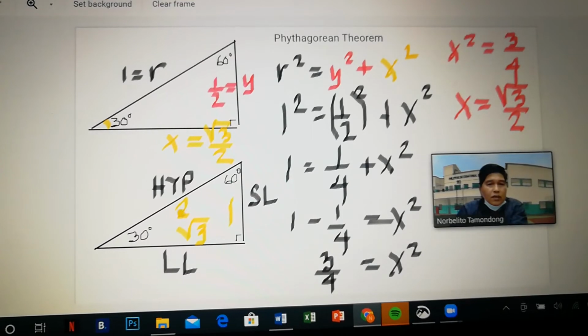Now, therefore, given the hypotenuse also, if you want to find the shorter leg, you just multiply this by 1/2. And if the hypotenuse is given, you want to find the longer leg, multiply this by square root of 3 over 2. Okay.